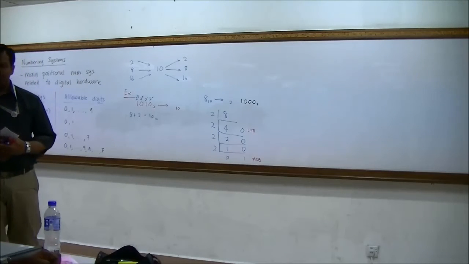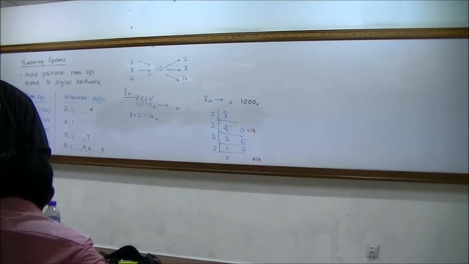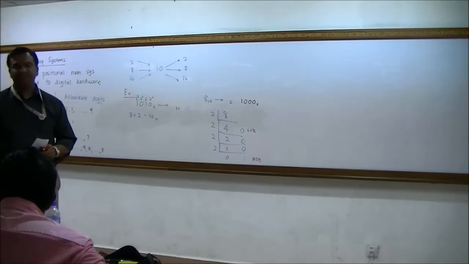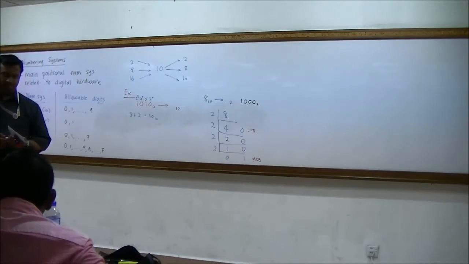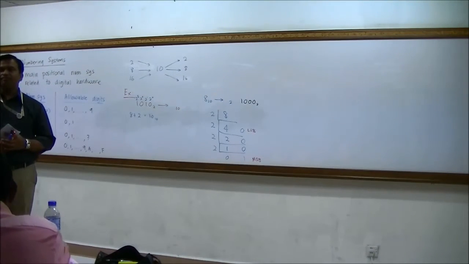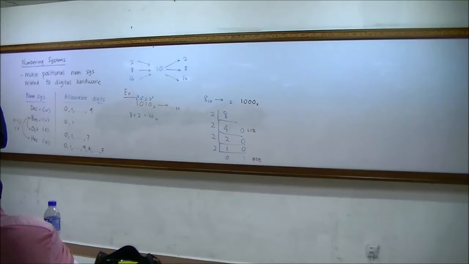Yes. 2. Here 1. Here 1. 2, 2, 2. Here 1. 2 times 2 is 4. Here remainder 1. Any other questions that you have? Is this okay? Long division?